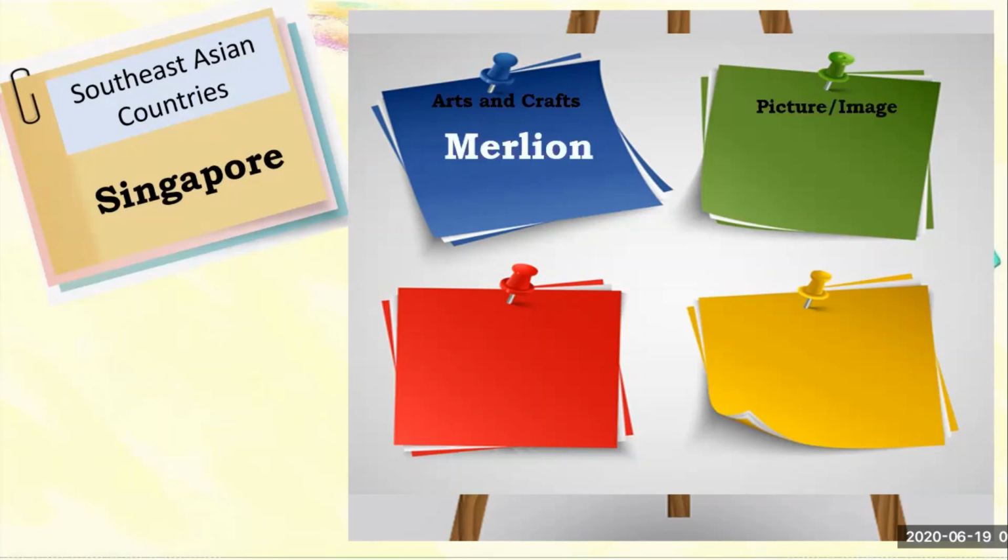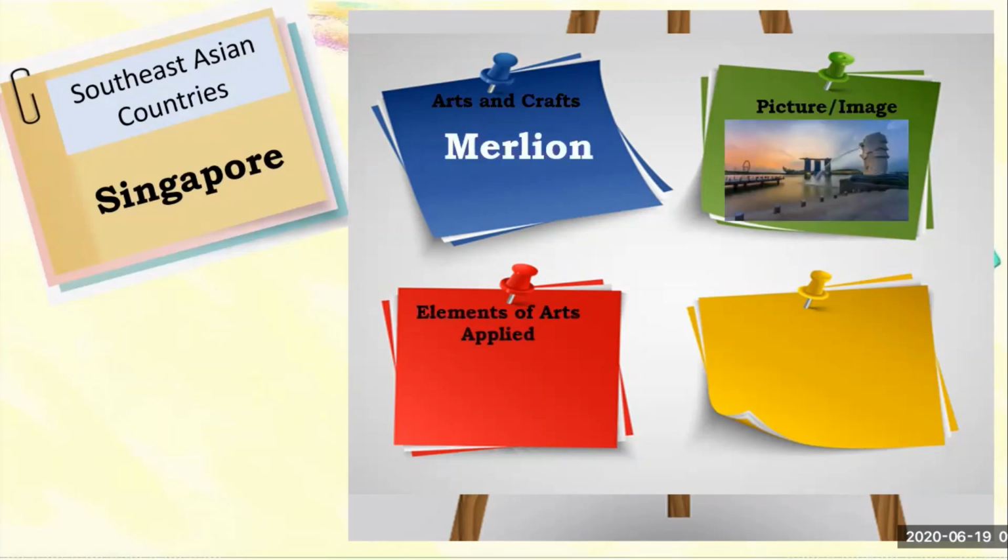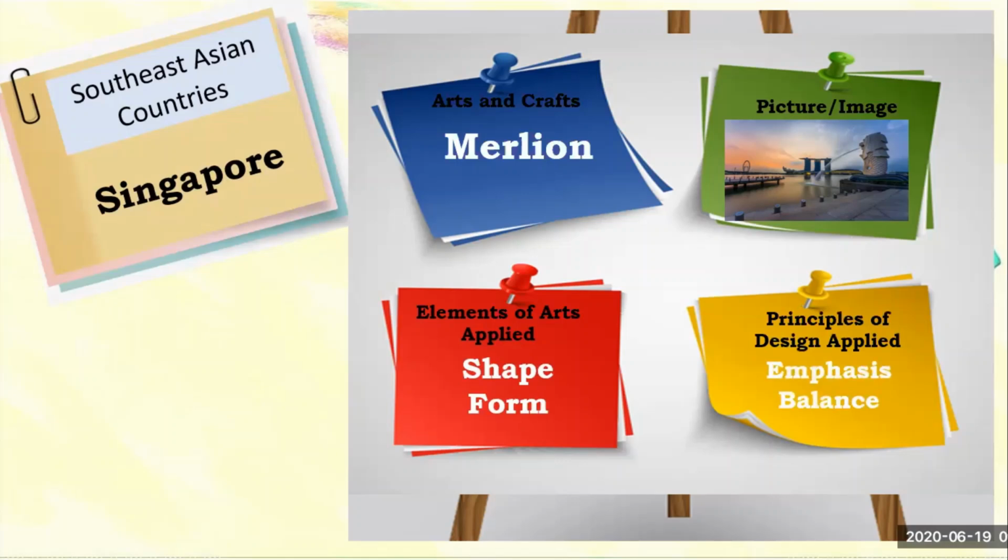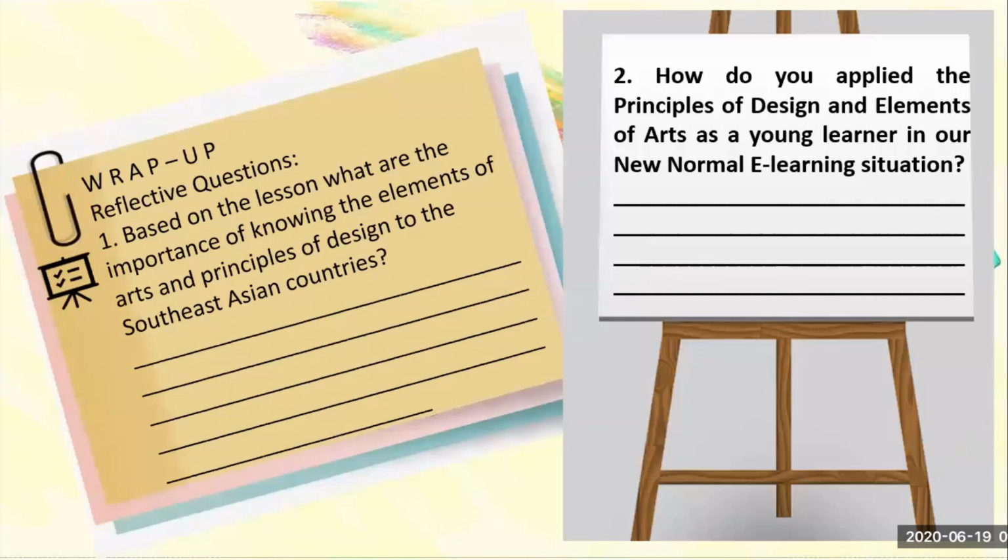Merlion. Elements of arts applied: shape, form. Principles of design applied: emphasis, balance. Wrap up. Reflective questions.